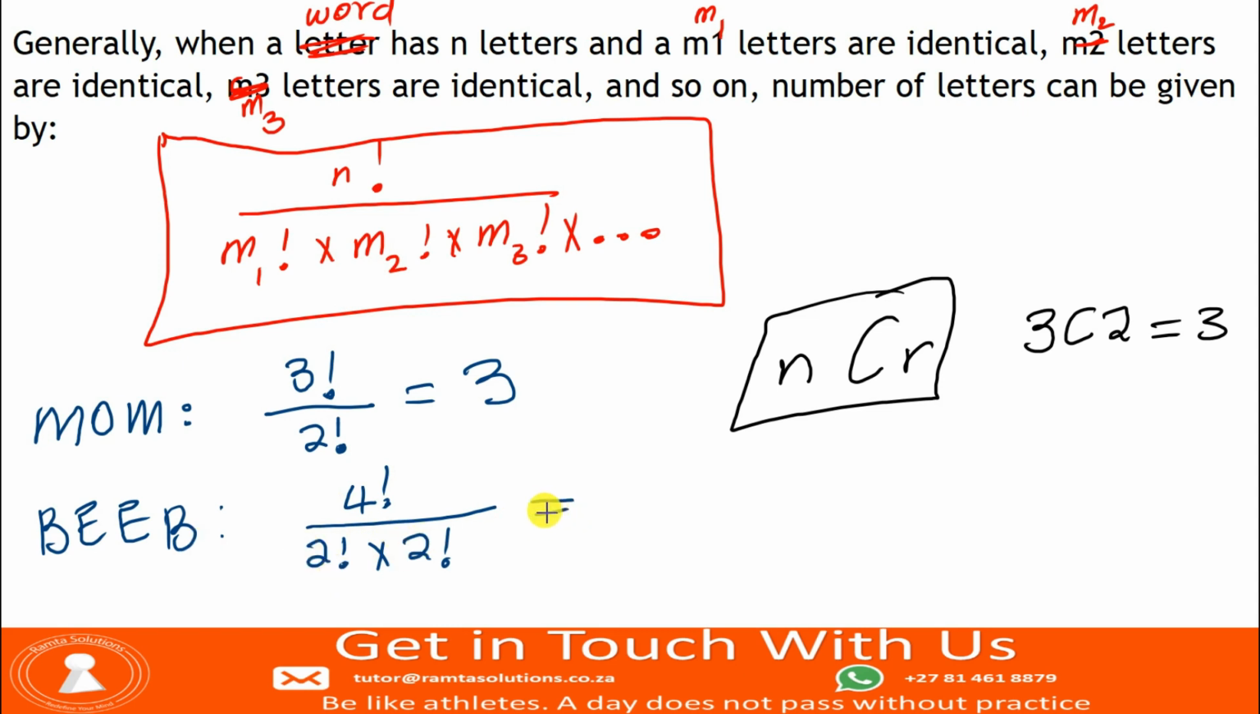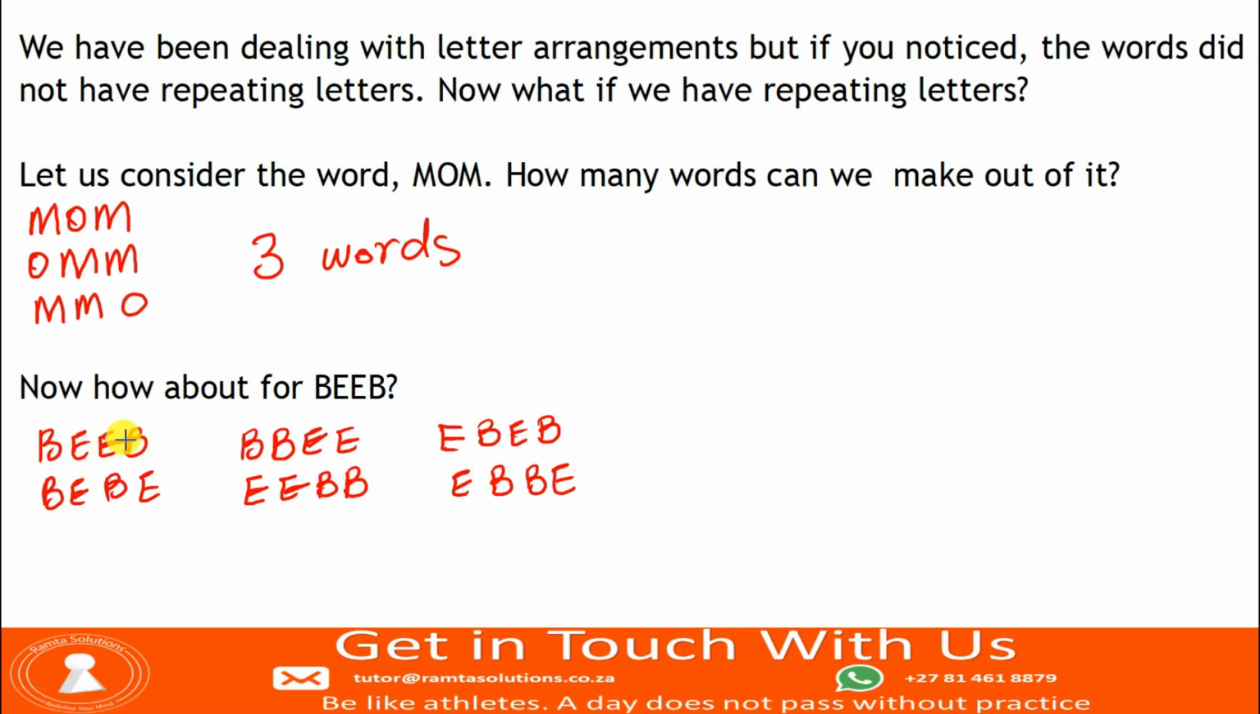Now get your answer. What is your answer? Your calculator is telling you that this is 6. Now let's go to our opening example. We said for mom, we can make 3 words, not 3 letters, 3 words. For Beeb, we can make 6 words.